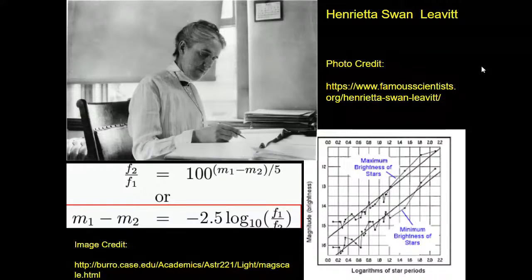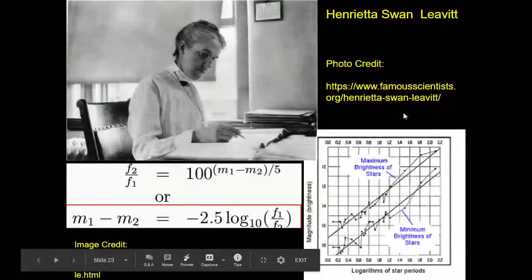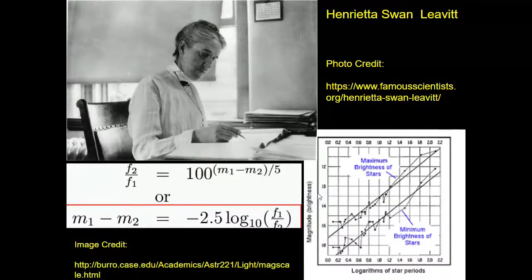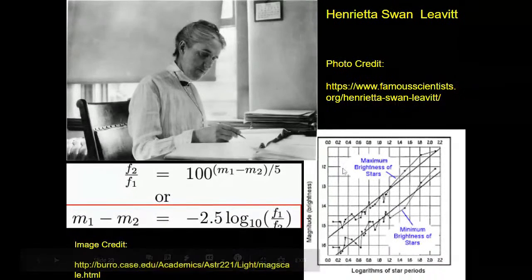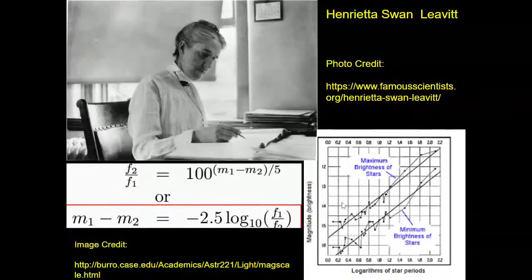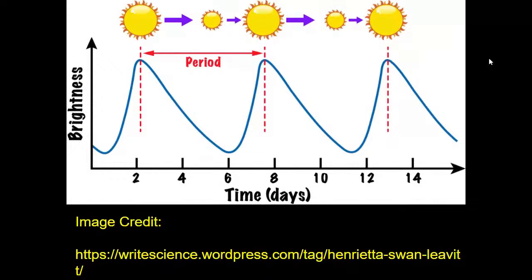And what Henrietta Swan Leavitt observed was that if you look at the maximum absolute magnitude of the Cepheid variables, then there is a correlation with the variability time scale. Okay, I'll show you another picture. Here it is.